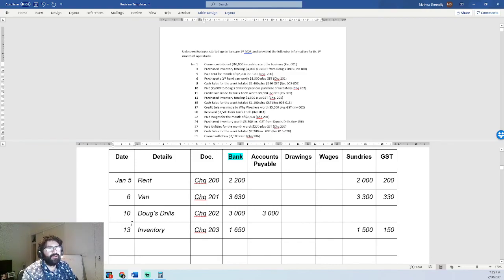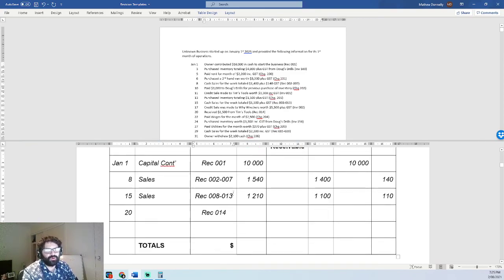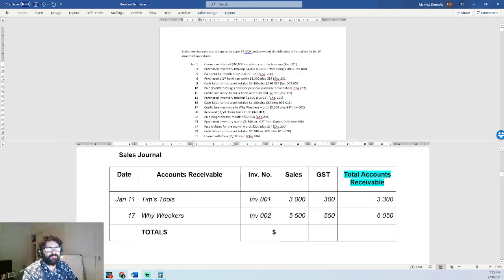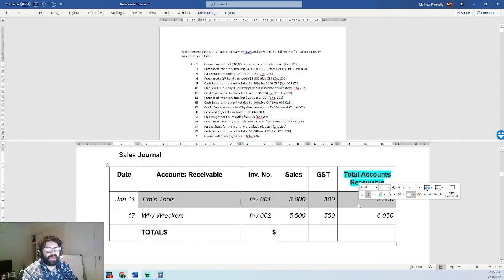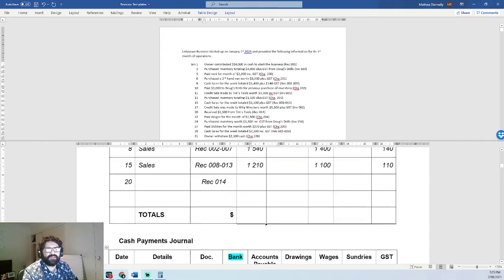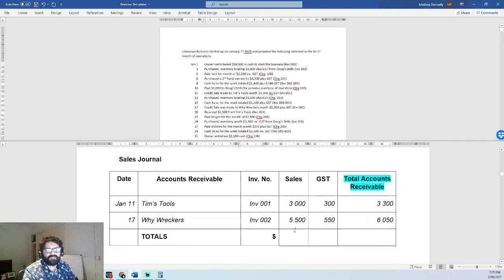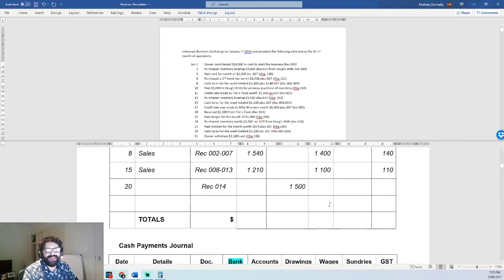On the 20th, though, we received 1,500 from Tim's Tools. So we go the 20th. We received it, so it's a receipt. And we see it's receipt 014. And Tim's Tools, if we're not sure, we can check our sales journal and we see, they were an accounts receivable. They owed us money. So that is clearly an accounts receivable. How much was it? It was 1,500 and no GST because we did their GST back here. They're just paying us back now.